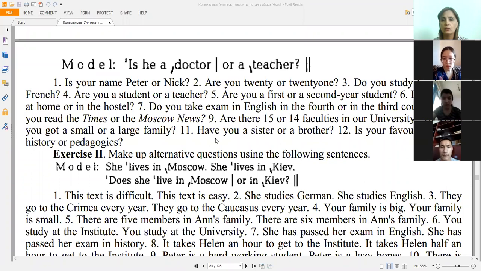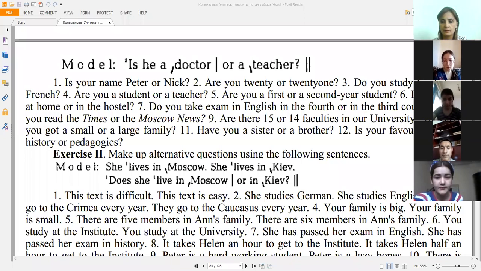Are there 15 or 14 faculties in our university? There are 13 faculties in our university. Have you got a small or a large family? I have got a small family. Once more. I have a small family. Okay, good. The next example. Have you a sister or a brother? I have a brother. I've got two sisters, for example. I've got a sister. Good.